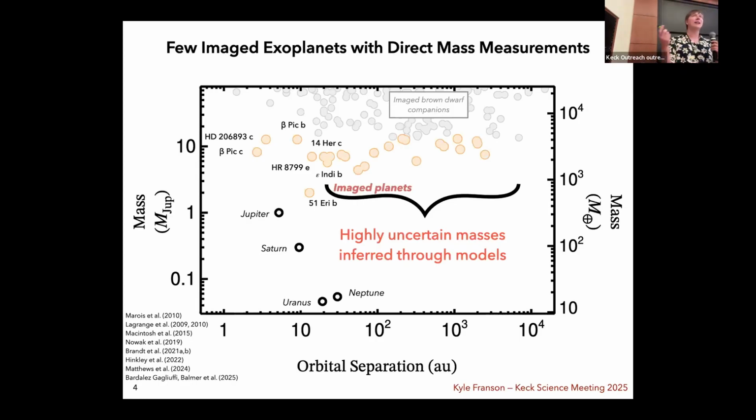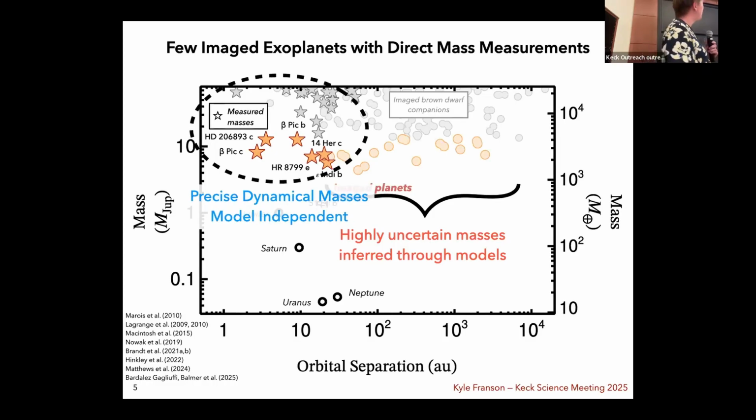And the problem here is that these mass determinations then hinge on the specific model that you adopt and its input assumptions. And so you might not be sure whether you have a 5 Jupiter mass object or a 20 Jupiter mass object. But as we march to closer in separations, the reflex motion that objects induce on their host stars gets larger. And so this has been used, especially in the last few years, to obtain direct dynamical mass measurements for a small sample of mostly brown dwarf companions, as well as a handful of planets.